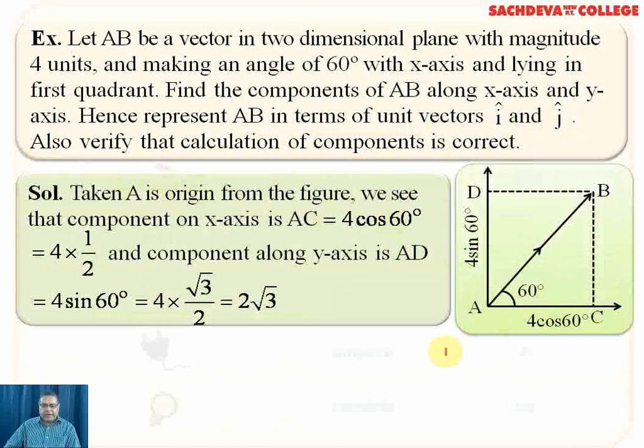So, the horizontal component is 4 cos 60 degrees and the vertical component is 4 sin 60 degrees. AB is a vector in a two-dimensional plane. We can resolve it horizontally along AC or vertically along AD. So the AC component will be 4 cos 60, the angle of inclination being 60 degrees, and the vertical component is 4 sin 60 degrees. Wherever it is sin 60, it should be taken as root 3 by 2, and wherever it is cos 60, it should be taken as 1 by 2.